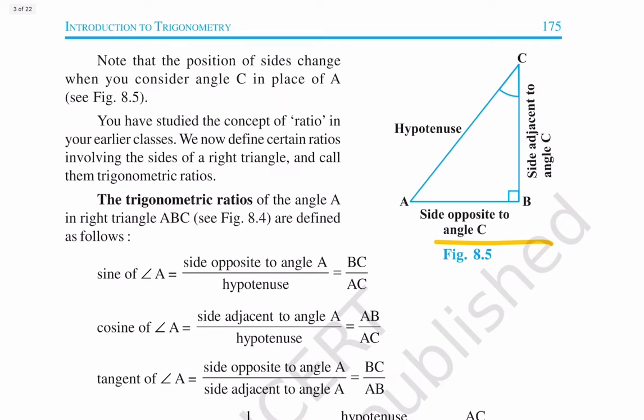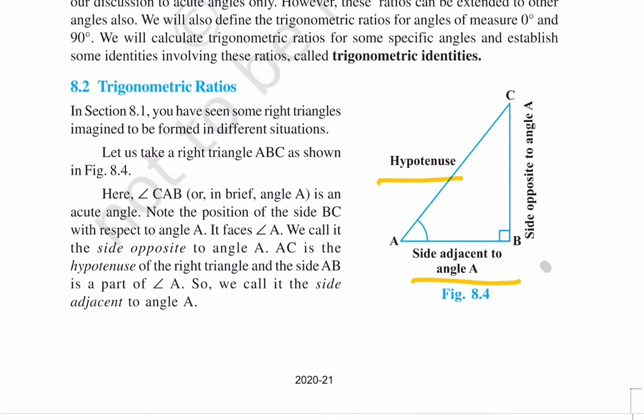Now what happens if you change the angle? Accordingly, the normal and base of the right angle triangle will change. So in this case, now this will become the base of the right angle triangle for the trigonometric ratio, and this will be the normal or perpendicular. Now let us define the trigonometric ratios: sine of angle A, cosine of angle A, tan of angle A, sec of angle A, cosec of angle A, and cot of angle A.